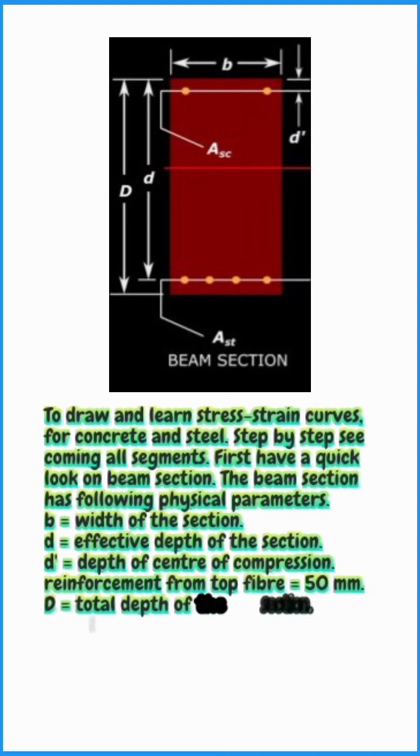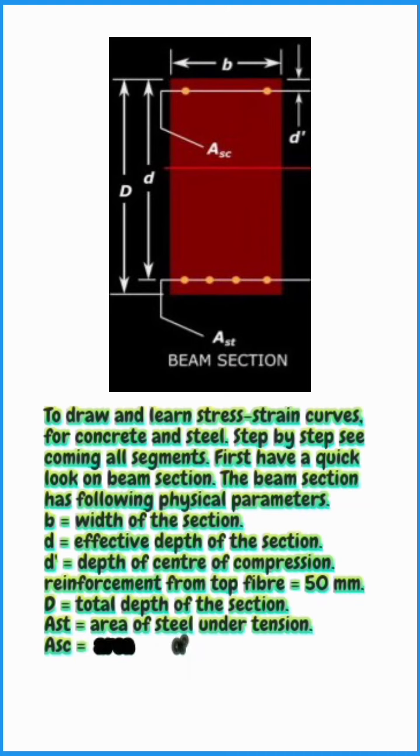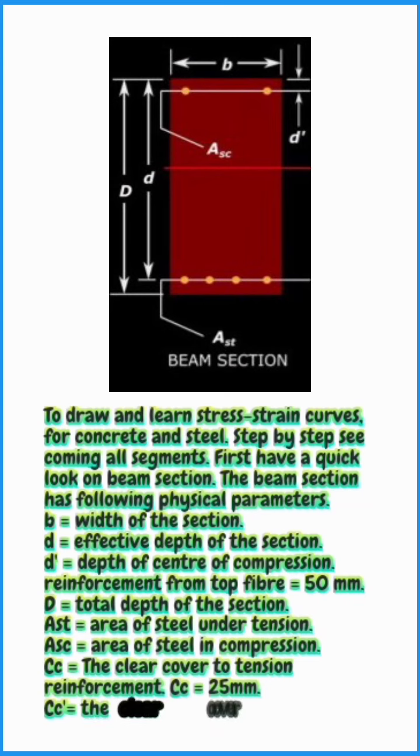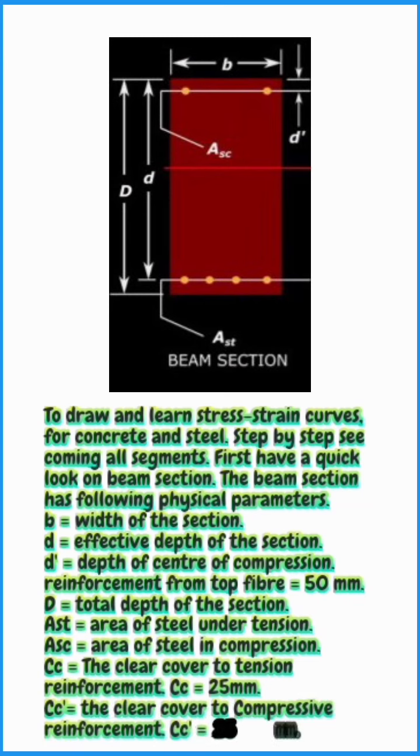AST equals area of steel under tension. ASC equals area of steel in compression. CC equals the clear cover to tension reinforcement. CC equals 25 mm. CC dash equals the clear cover to compressive reinforcement. CC dash equals 25 mm.